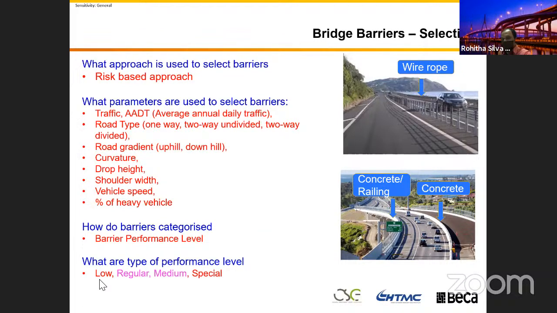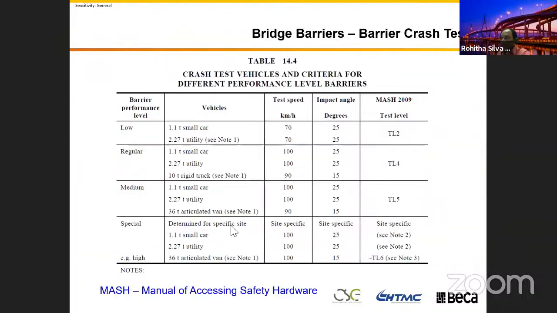The performance levels we identify are low, regular, medium, and special. We're not worried about special. Most of the bridges we got are regular and medium. And the way this is identified, they do testing, they call it barrier crash test. If someone is interested, if you go to the Manual for Assessing Safety Hardware, I think road authorities know, there are safety divisions, they know this thing inside out. In the US, they did a lot of tests based on that. They categorize performance according to performance level.